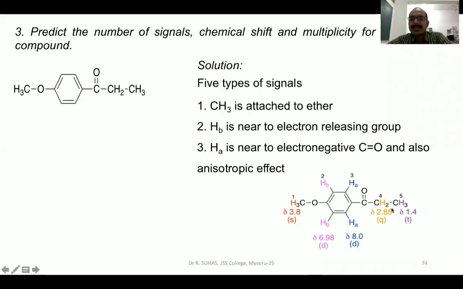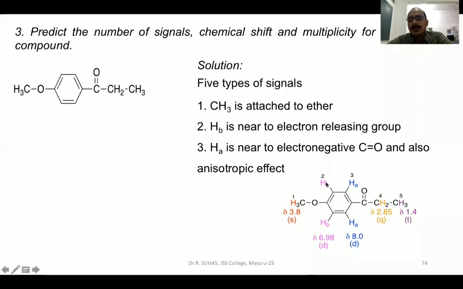Then coming to this ethyl type, the CH2 has the neighbor CH3, 3 plus 1 is 4, so you are going to get a quartet. And for this, the neighbor is CH2, 2 plus 1 is 3, so you are going to get a triplet. So we explained the chemical shift value. This will have a chemical shift value of 3.8 because of the ether type. And this is aromatic. We must remember aromatic is 6.5 to 8.